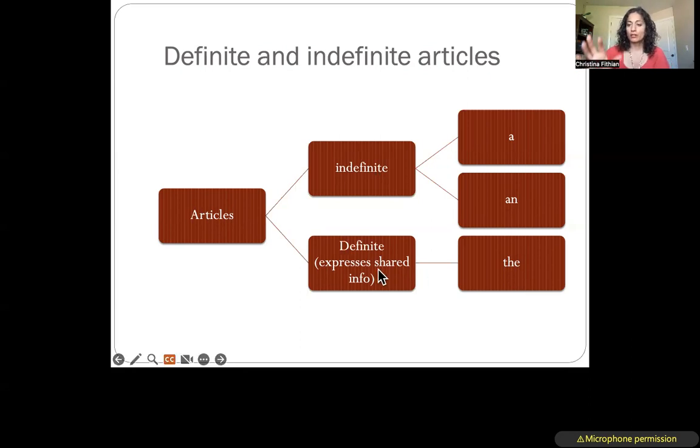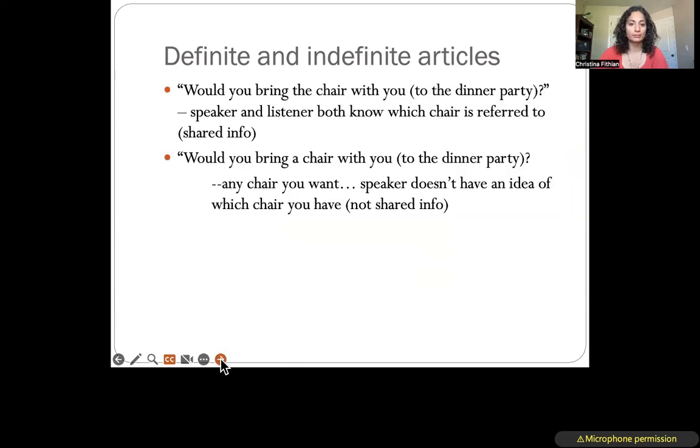The idea with definite articles is that they express shared information. So information that is shared between both the speaker and the listener. Indefinite articles do not indicate shared information. So let's take a look at a couple of examples of that.